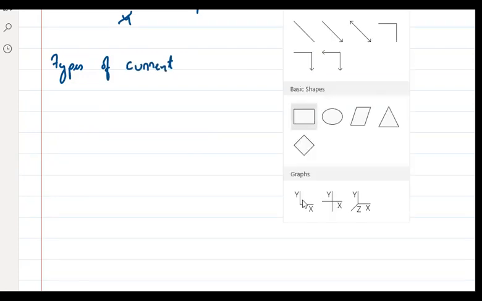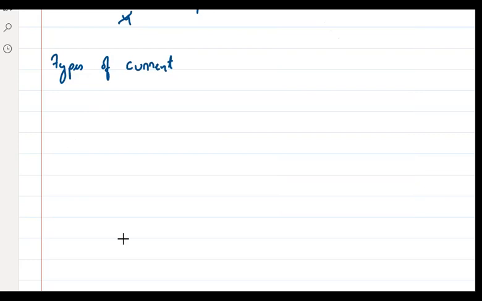Now, when you talk about types of current, basically we have two types of current. Let us see.